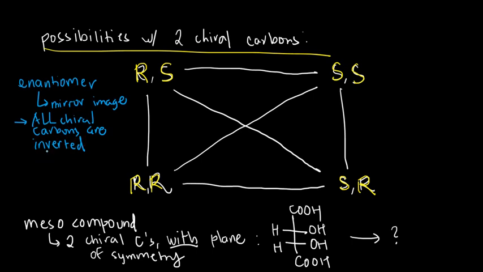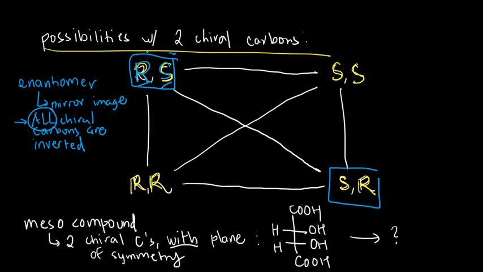For example, what is the enantiomer of RS? In order to give me the enantiomer of RS, both of my letters should be reverted. So that means the enantiomer of this is where the first letter should now be S and the second letter should now be R, which is what you see here, right?